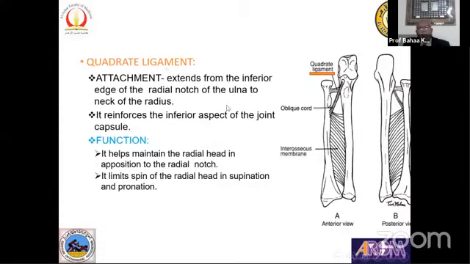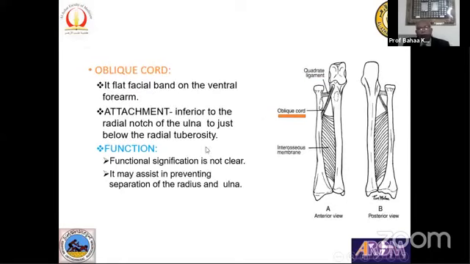The quadrate ligament, an important structure, extends from the inferior edge of the radial notch to the ulna, and its main function is helping maintain the radial head in opposition to the radial notch, a very important function. What is the oblique cord? It is a flat fascial band on the ventral side of the forearm. This is the oblique cord, and its significance is not clear. It may assist in preventing separation of the radius from the ulna.